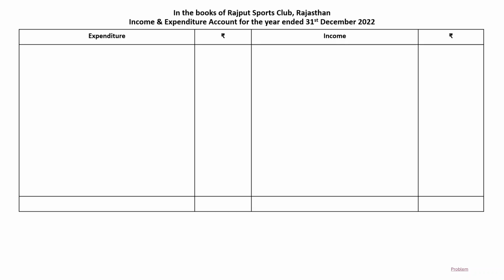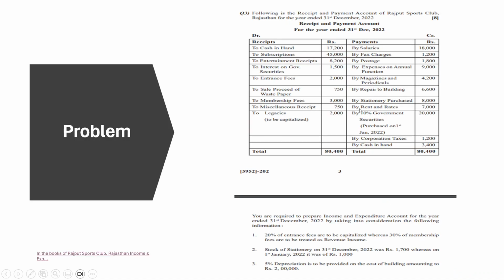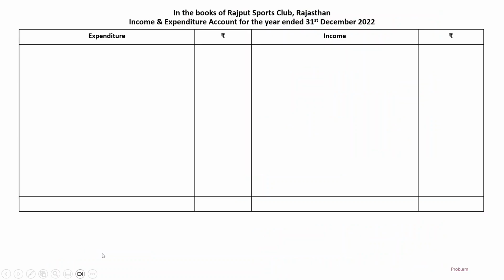So all this revenue expenditure we have to find out from the payment side of the given receipt and payment account. Look at the payment side, what is the first one given? By salaries, and salary is a revenue expenditure. On the salary there is no adjustment, therefore transfer the whole salary amount to the expenditure side of the income and expenditure account. How much is it given? 18,000. So write down there, to salaries 18,000.